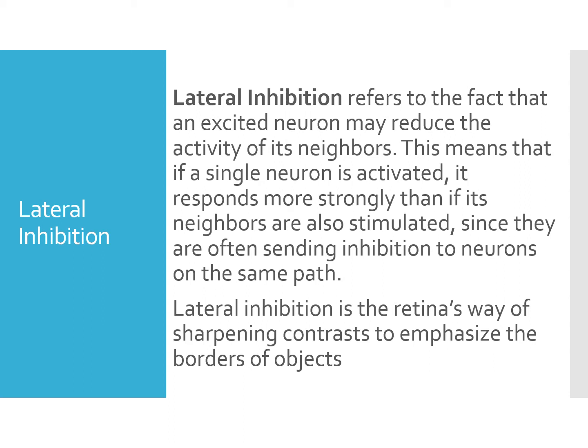which means that if a single neuron is active, it responds more strongly than if its neighbors are also stimulated, because they're often sending inhibition to neurons along the same path. And what this really means is if a single neuron is active, then the neuron that it's communicating to can respond more strongly than if its neighbors are also stimulated, because those neighbors can be sending inhibition. And lateral inhibition is the retina's way of sharpening contrasts to emphasize the borders of objects.